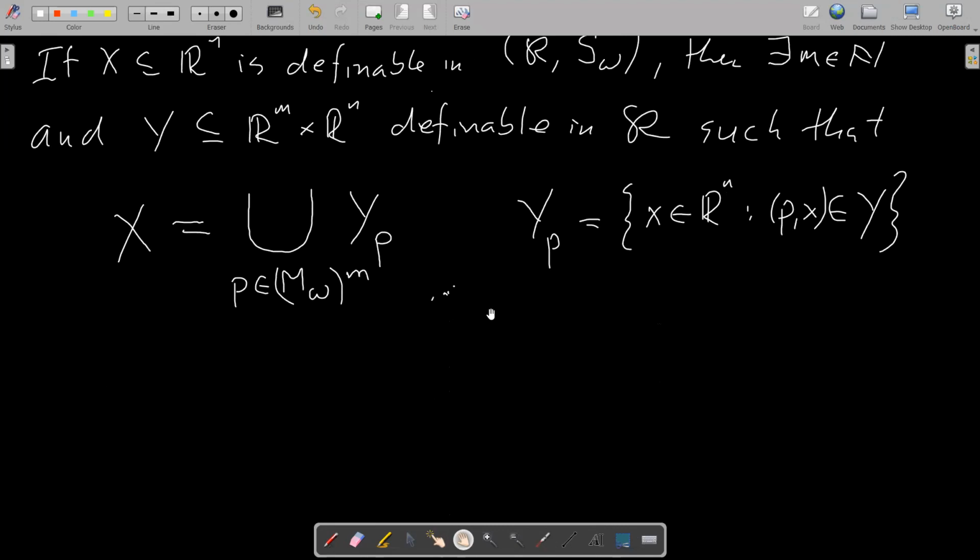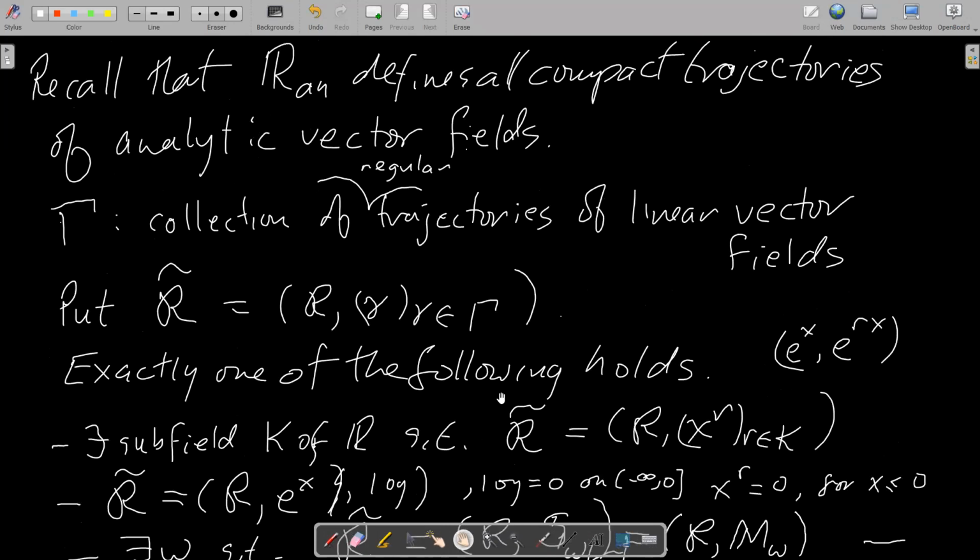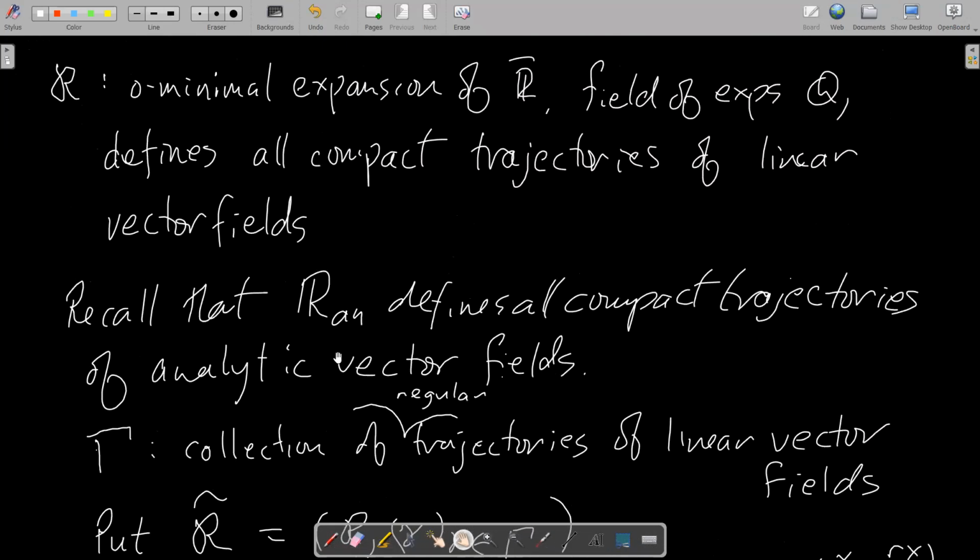Actually, I guess I should come back here. Here's our R. Let's go back and look at this assumption here. So an o-minimal expansion of this field of exponents Q defines all compact trajectories of linear vector fields. Abstractly, there has to be a smallest such thing. We already know that it has all these nice properties here because it's evidently a reduct of R sub n, and we already know all these nice properties hold there.